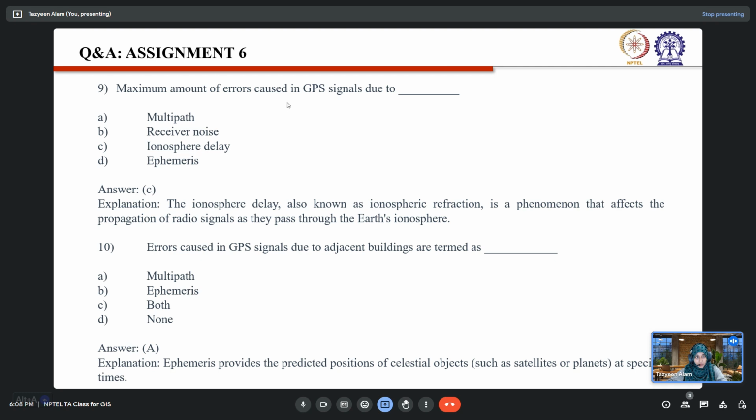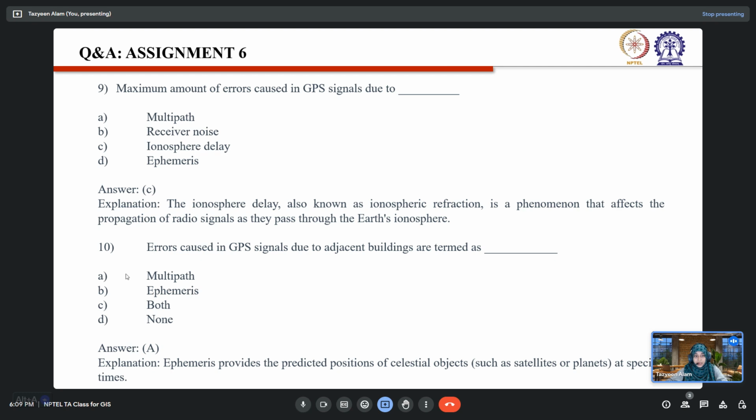Maximum amount of errors caused in GPS signals due to dash: multipath, receiver noise, ionosphere delay, ephemeris. So in this case, the maximum amount of errors caused in GPS signals is due to ionosphere delay. The reason is the ionosphere delay, which is also known as the ionosphere refraction, is a phenomenon that affects the propagation of radio signals as they pass through the Earth's ionosphere. So this is the most impacting element that causes errors in our GPS signals.